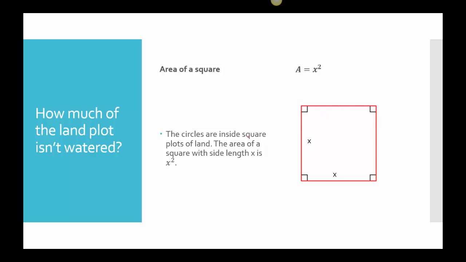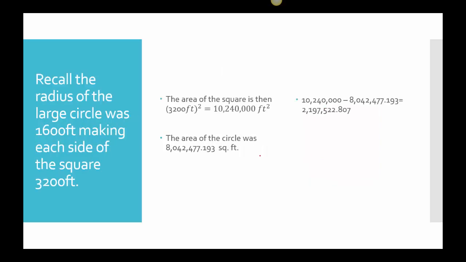So the circle is inside the square, and the area of the square with the side length of x. So we already said the square was 3,200 feet. I square it. Now I have 10,240,000. Here's my area of the circle, or the 4 circles, either way. And it says, I have a lot of land that we are not using when we use the central pivot irrigation system. So this 10 million, I subtract the 8 million, and I get 2,197,522.807 square feet I'm not using.